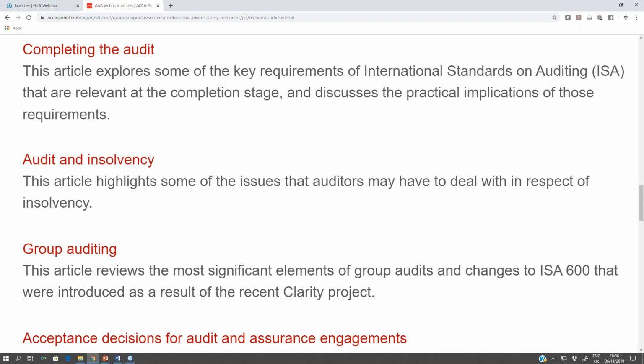of audit. If you want to have a sound definition of the completion stage, a good definition of what happens at the stage of completion, then you need to read this article. This is a very good article on the activities which take place at the completion stage of the audit. So do explore this article, completing the audit. Then you go further down.